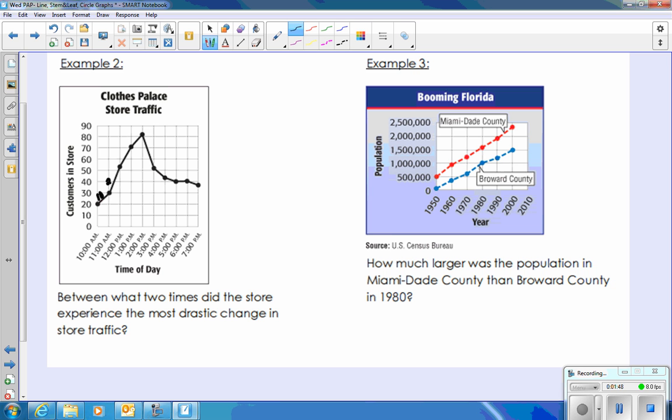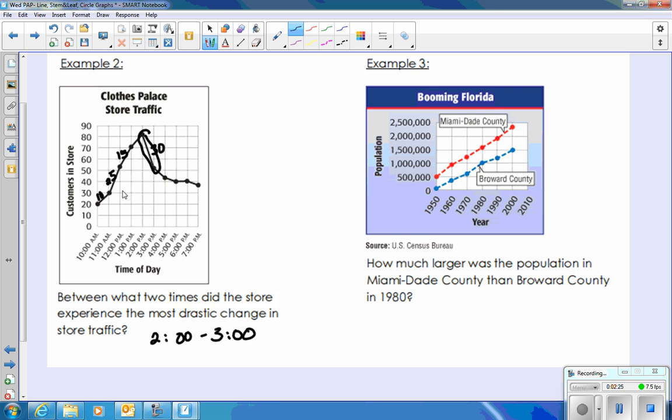So that's going to be 25. From 12 to 1, it went from about 55 to 70. So that's going to be 15. And then this one's obviously going to be less than that. So I'm going to look at this one. This one goes from 80 to a little over 50. So that's about 30 people. To me, this looks like it's going to be the most drastic change between 2 and 3 p.m.